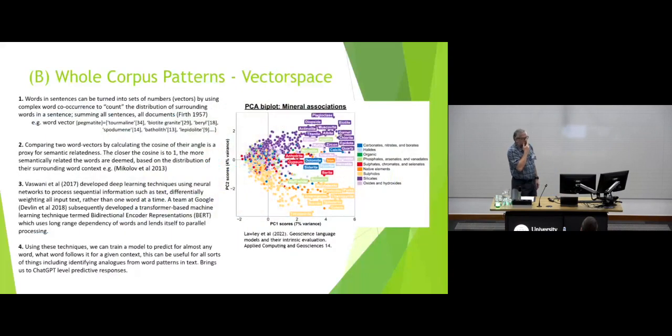So, a lot of text on this slide. This is moving to vector space. We can take sentences and turn them into numbers by using complex word co-occurrence. If we start simple with distributional semantics, it's been going on since the 1950s.